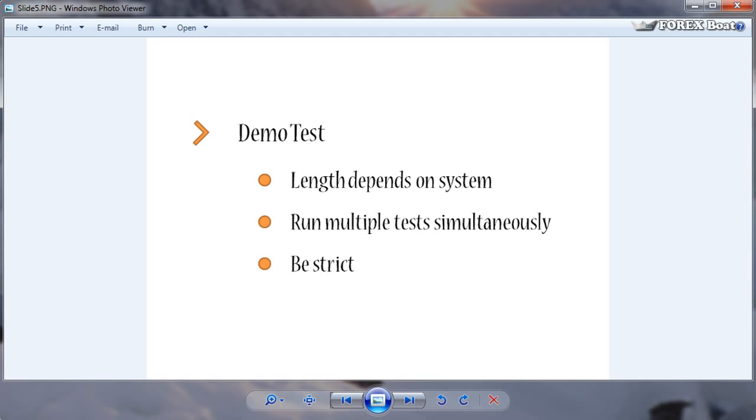So it's your judgment call how long to run your test. Don't run it for less than a week, and don't run it for too long. That will allow the market to change.